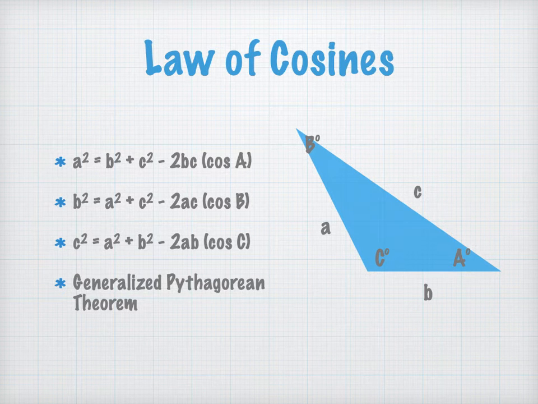If you'll notice, the first part of each one is a squared equals b squared plus c squared. That is the way a right triangle would look. That's the Pythagorean theorem. Cosine of A, if A were 90 degrees, that would be 0, and then that whole term disappears. So if you have a right triangle, across from the first letter, A in this case, I'll just use the first one, if angle A is 90 degrees, you get the Pythagorean theorem.